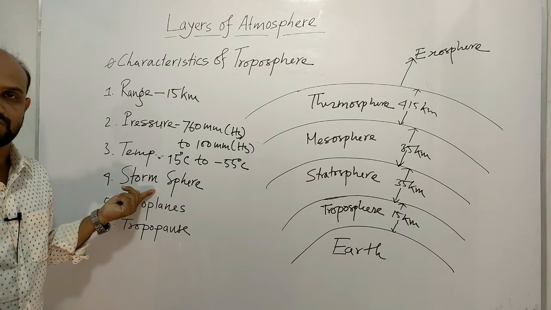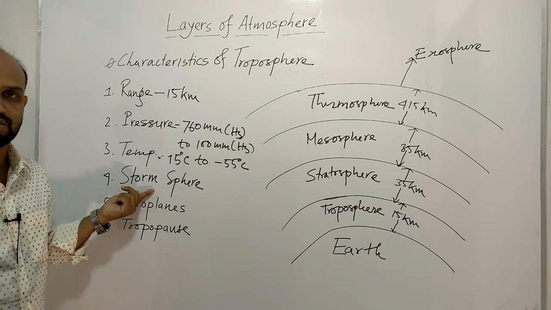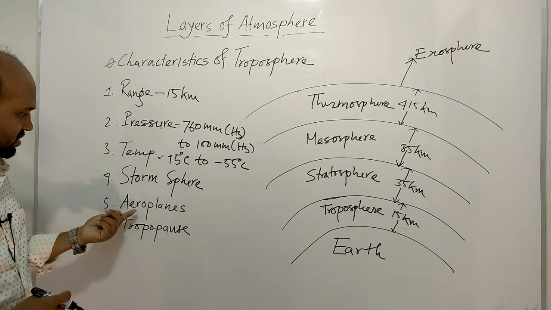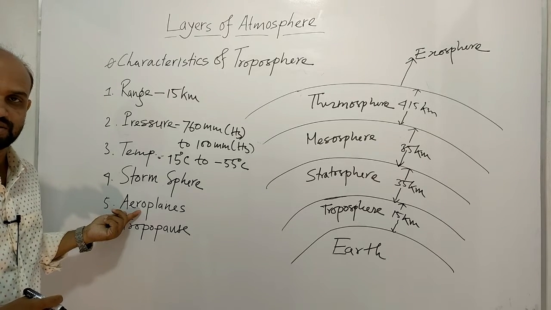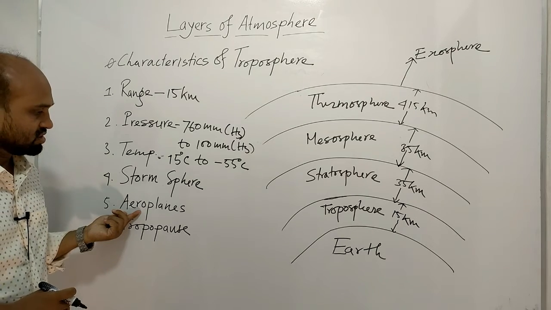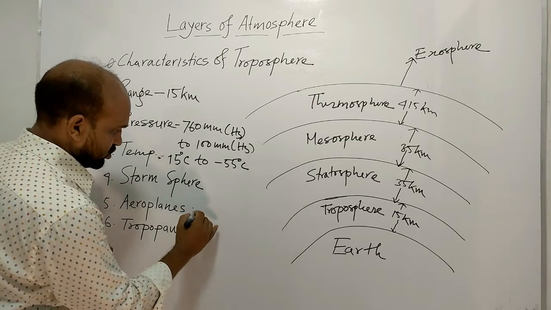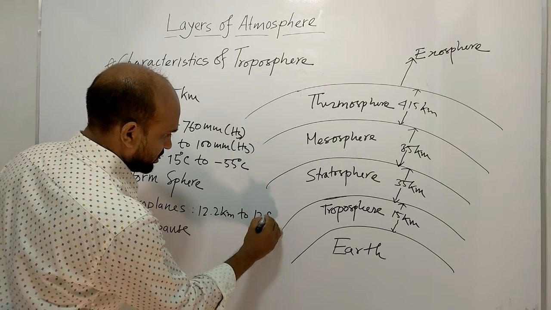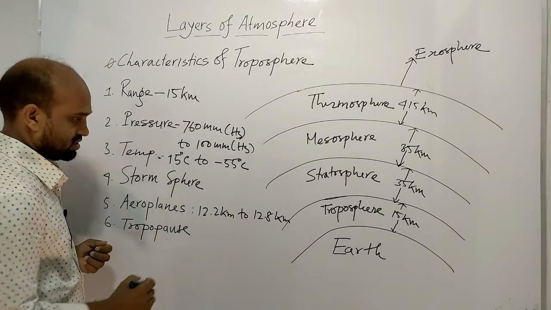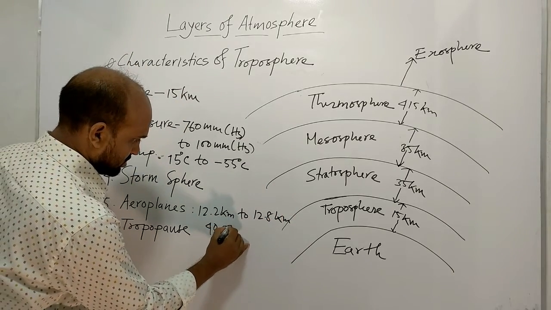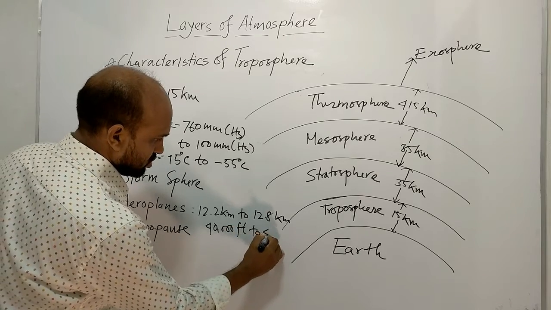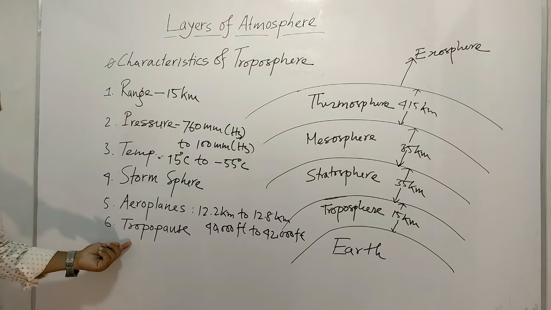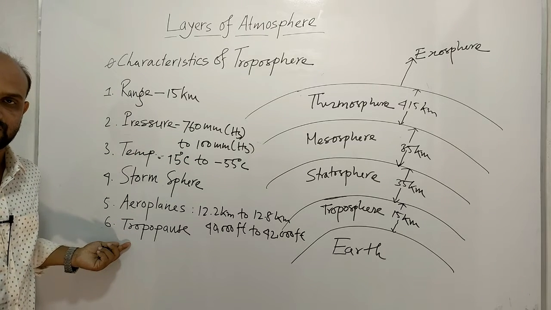Cyclonic storms occur very frequently in this region. That is why this region is known as storm sphere. All types of aeroplanes fly in this region, and it is within 12.2 kilometers to 12.8 kilometers. That means 40,000 feet to 42,000 feet. And another point is tropopause.